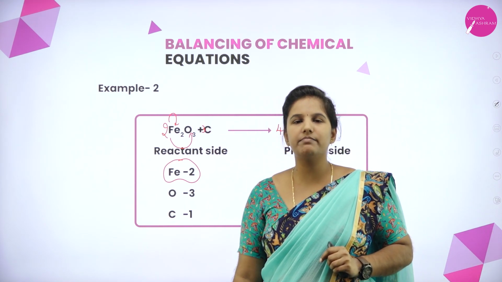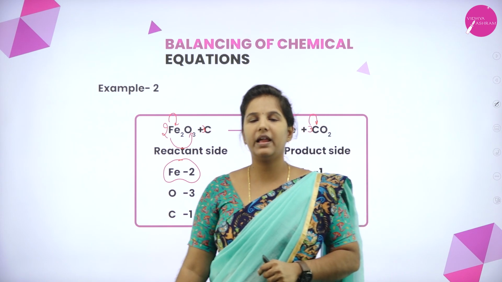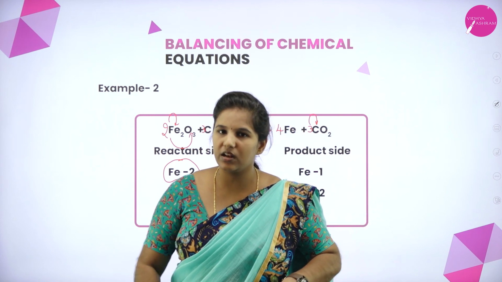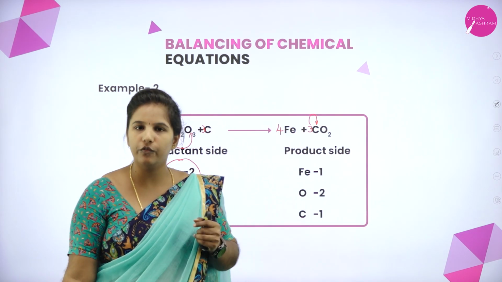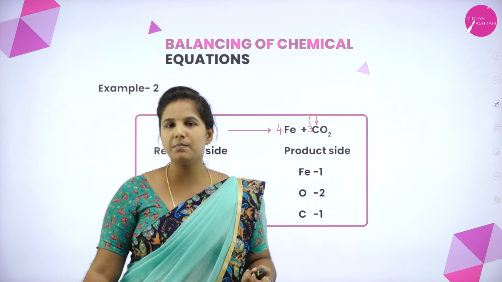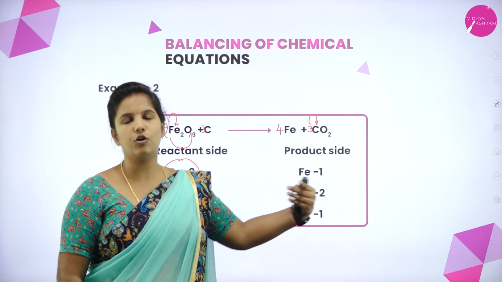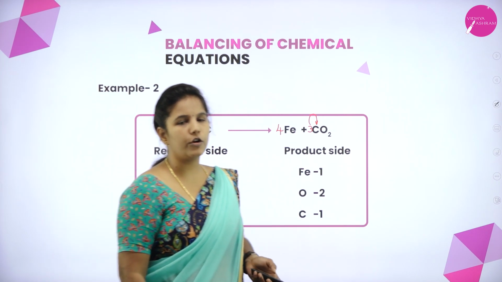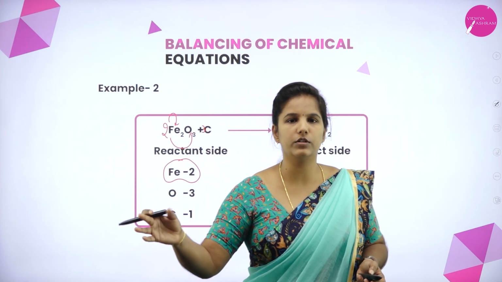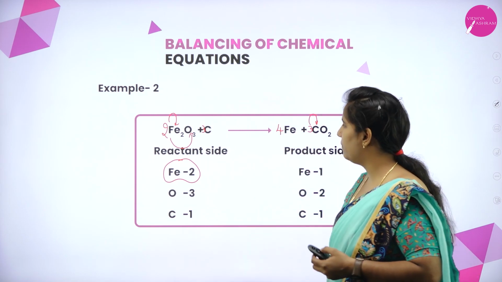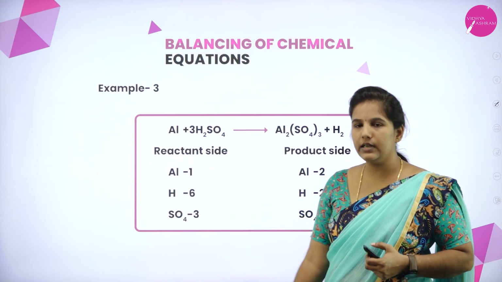So it is very simple. You can play with balancing of equations by taking a number of examples. And it's very simple to make the equivalence between the number of atoms on the reactant side and the number of atoms on the product side. We'll come to the third example.